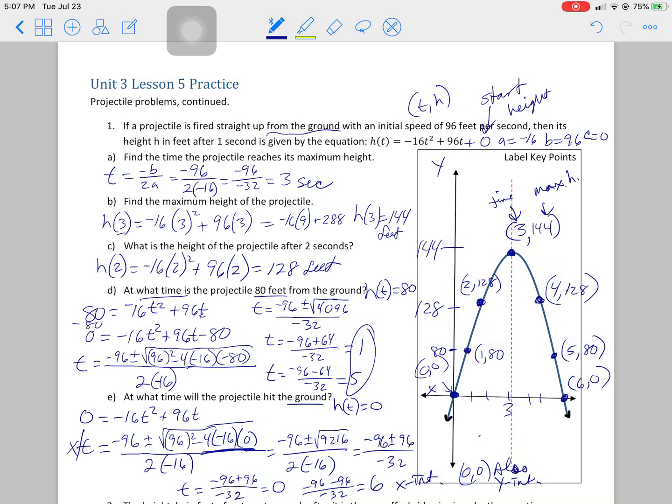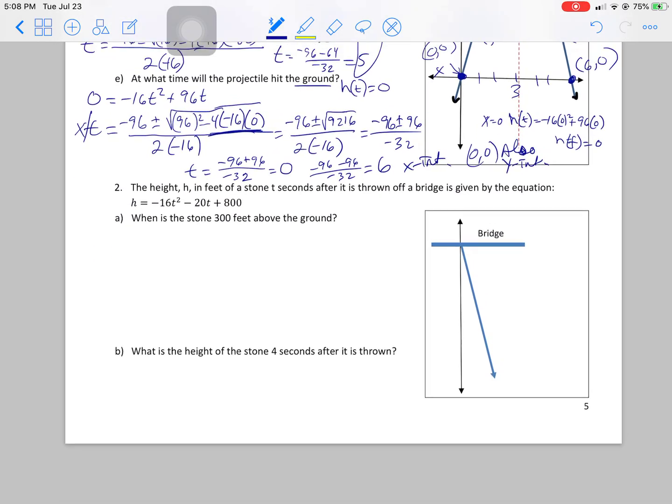If we can check that, because y-intercepts have an x of 0, right? So y, or h of t, would be negative 16 times 0 squared plus 96 times 0. So that's definitely going to be an h of t is 0. Okay, so that's my y-intercept and my x-intercept at 0, 0. Okay, so look at all the things we can answer now.